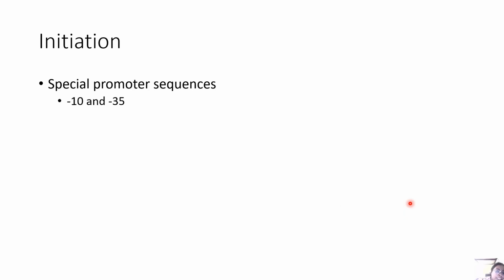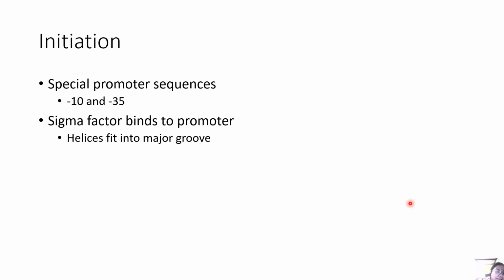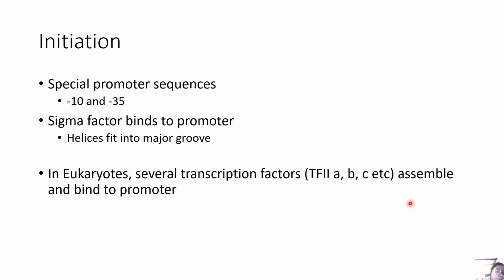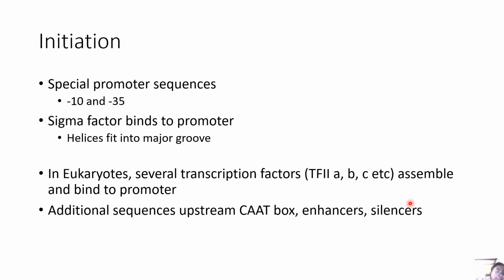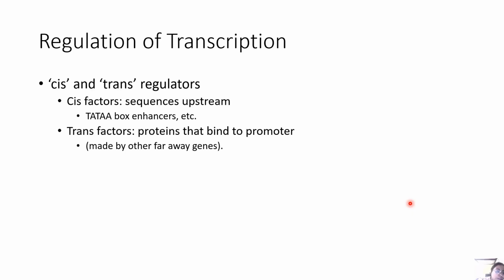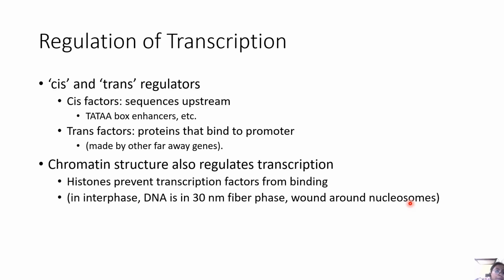For initiation, there are special promoter sequences, -10 and -35. Sigma factor binds to the promoter. The helices fit into the major groove, and in eukaryotes, several transcription factors assemble and bind to the promoter. There are additional sequences upstream, like the TATA box, enhancers, silencers, etc. So, cis and trans regulators: the cis factors are sequences upstream like the TATA box, enhancers, etc. Trans factors are proteins that bind to the promoter, made by other faraway genes.